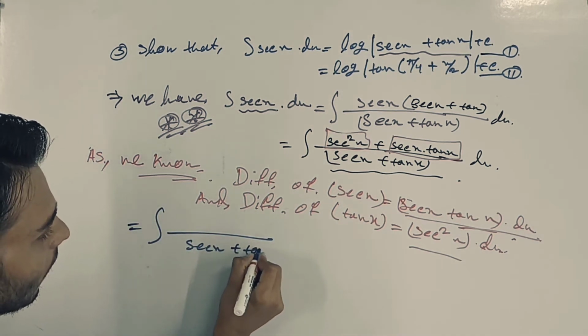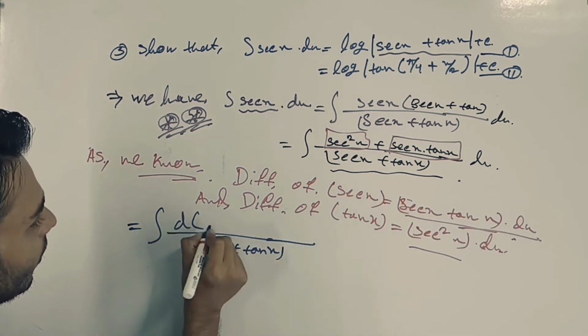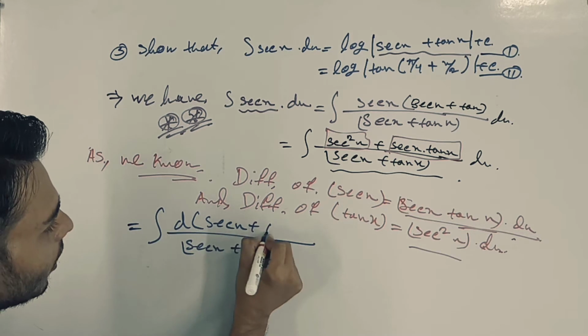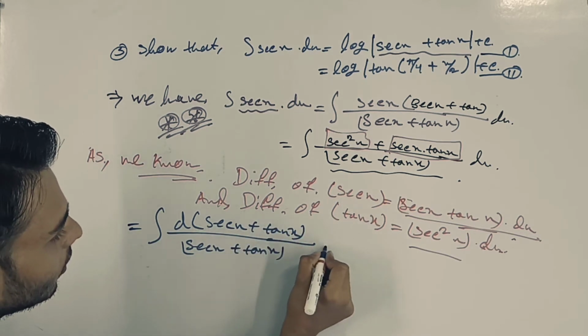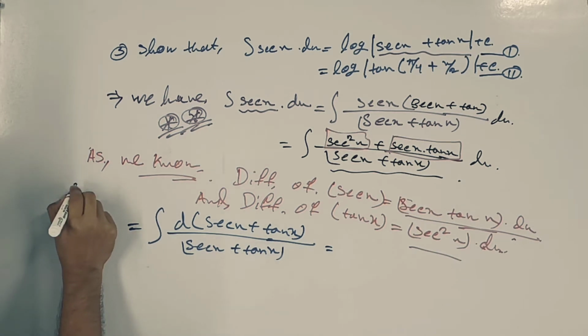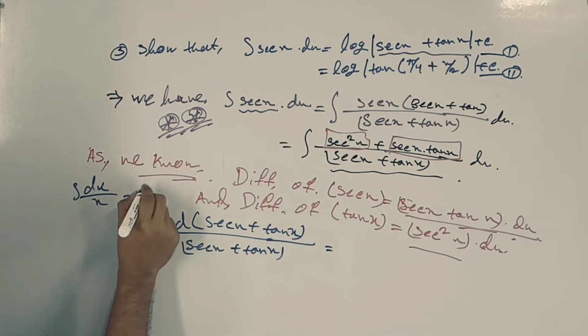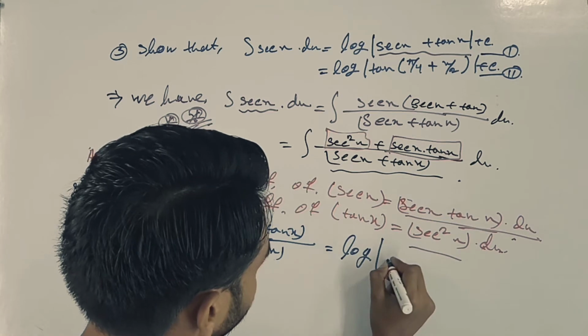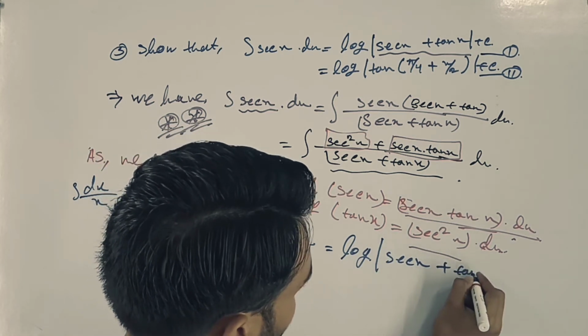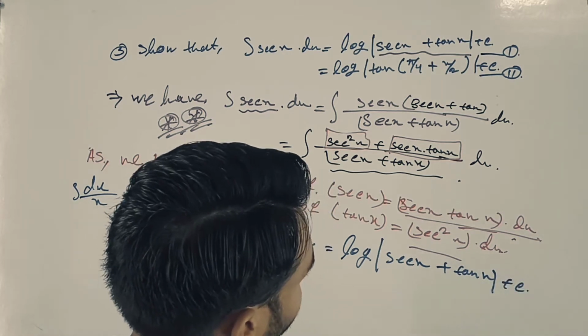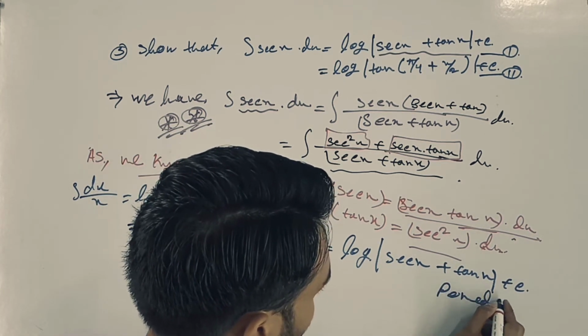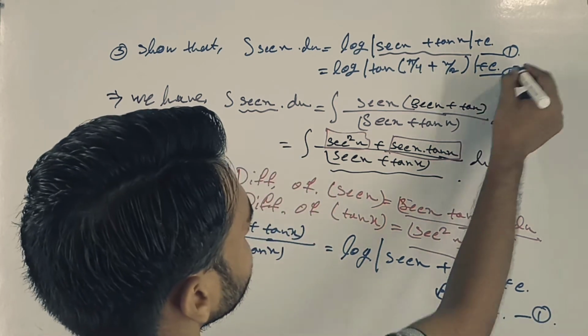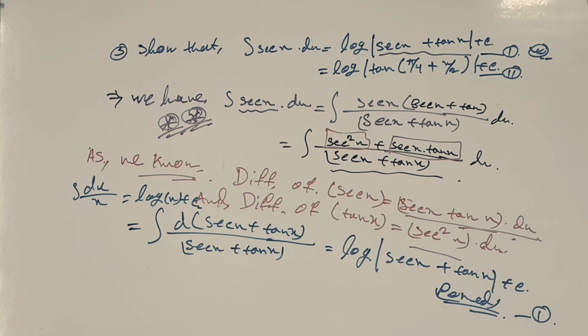So now the integration of sec x plus tan x, with the numerator I write d of sec x plus tan x, equals the integral of dx by x, which equals log of x plus c. While we use the mod, you can watch the previous videos for that. And now log of sec x plus tan x plus c, that's the proof, and it's a very easy method. Number 1 is proved. Now for the second proof we use sec x by tan x.